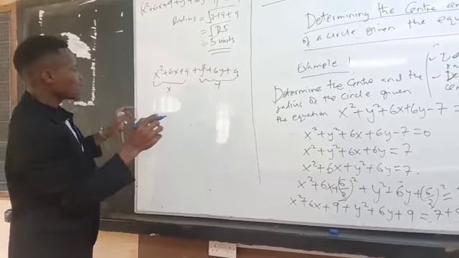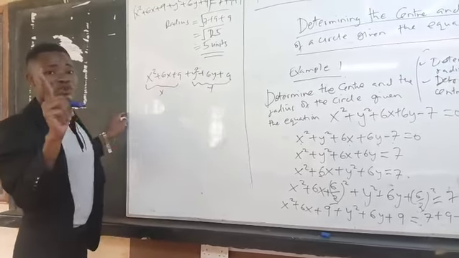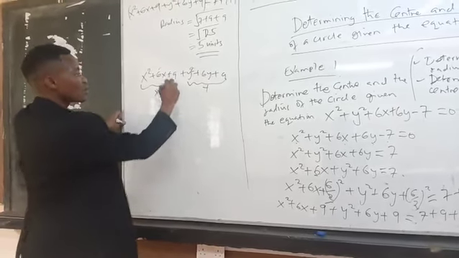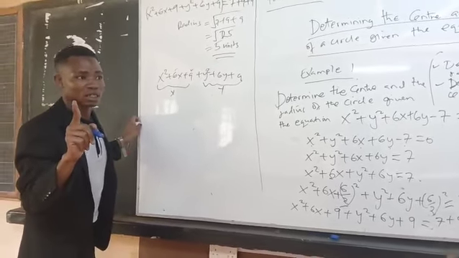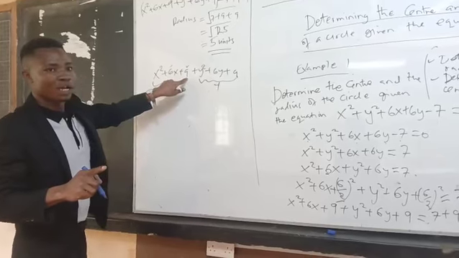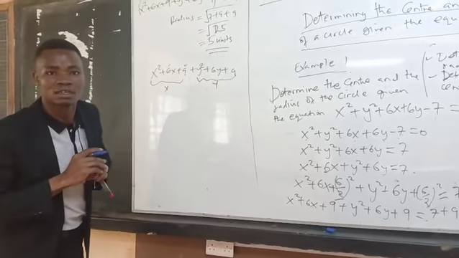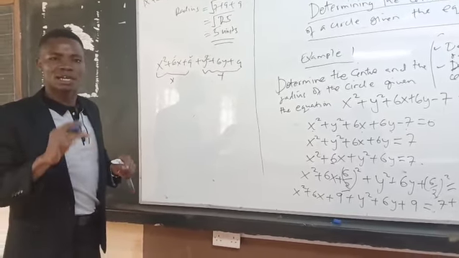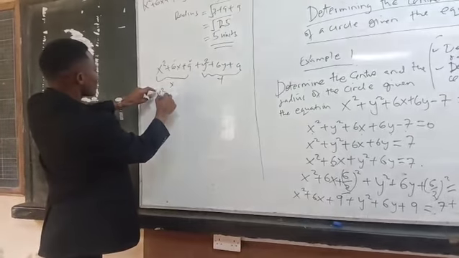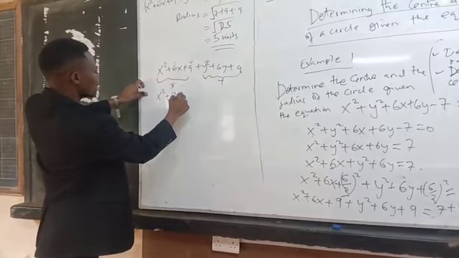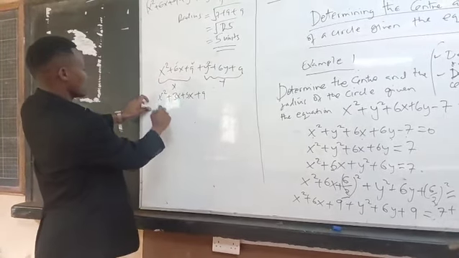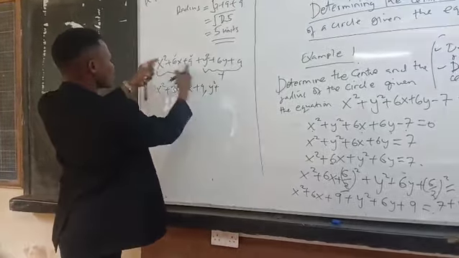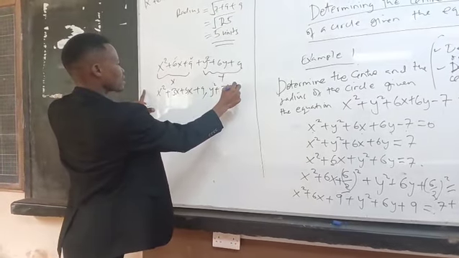So let us work this out. Let us factorize this in a way that we find two numbers that when added, we get 6, but when multiplied, we get 9. You remember sum and product. The number is 3. If we multiply 3 times 3, we get 9. If we add 3 plus 3, we get 6. So we will have x squared plus 3x plus 3x plus 9. This is for the x coordinate. Then for the y coordinate, we have y squared plus 3y plus 3y plus 9.